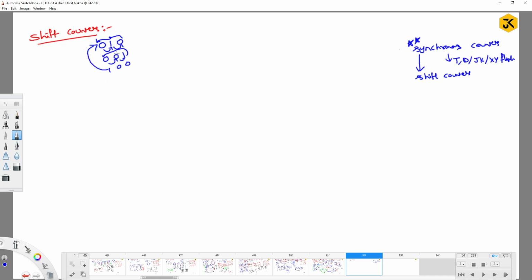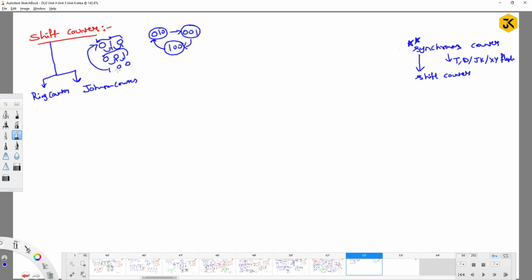So it is going to alternate between these values only, meaning 0, 1, 0, 0, 0, 1 and 1, 0, 0. That's it. This is one of the examples of shift counters. Basically, if you look into the various types of shift counters, they are classified into two types. One is ring counters. Another type is Johnson counters.